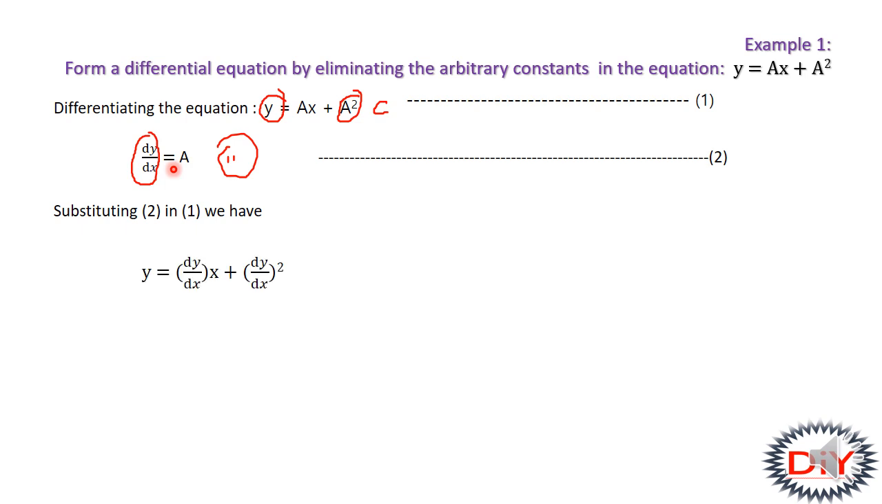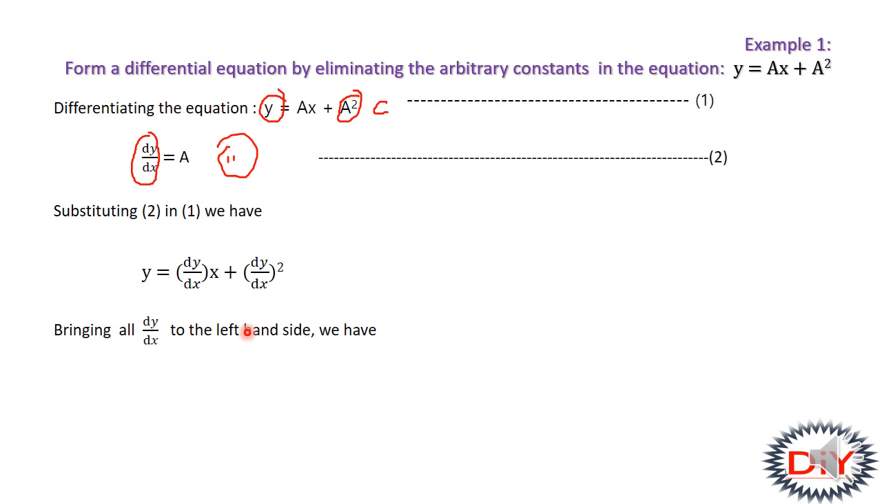So if you put 2 into 1, we are going to get y equals dy/dx times x plus (dy/dx) squared. The substitution is quite simple. This is y, this a is dy/dx, and this is x plus a squared, where a is dy/dx and everything is squared. So we get that from substituting equation 2 into equation 1.